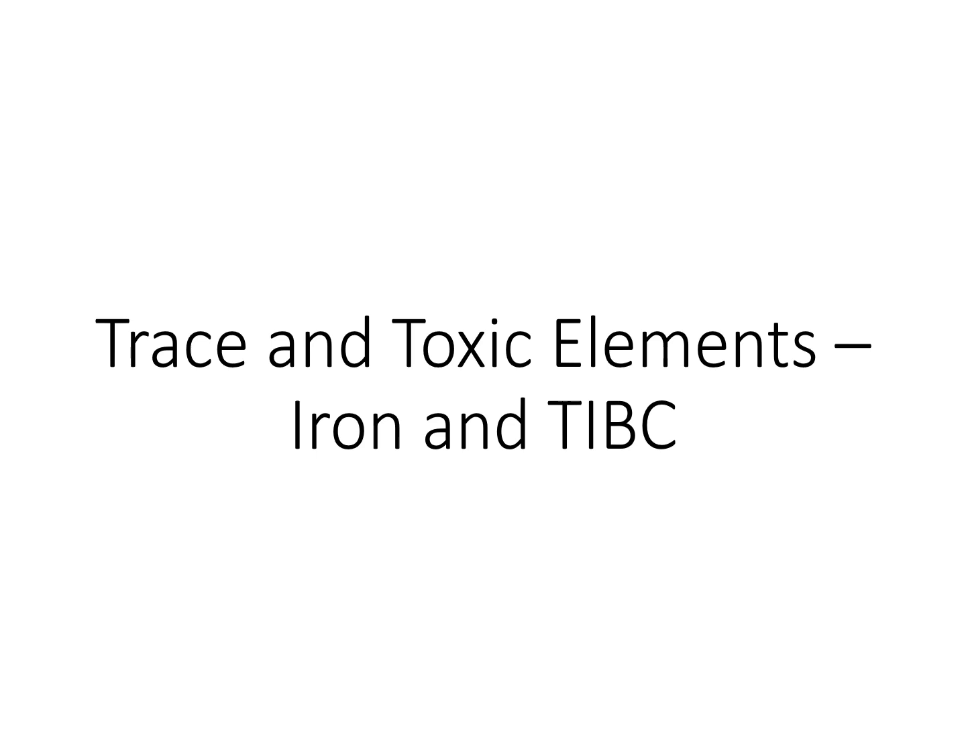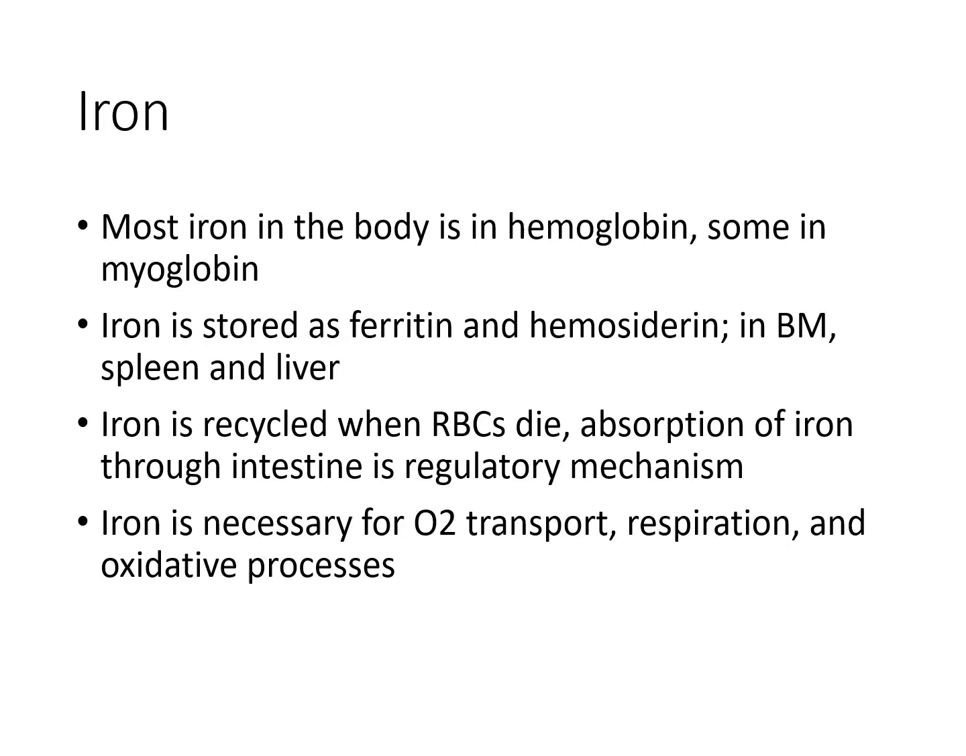Trace and toxic elements, just iron and TIBC. So iron, it's the distribution anyway. The majority of body iron is found in hemoglobin within red blood cells. Smaller amounts are present in myoglobin in muscle tissue. Storage forms, iron is stored mainly as ferritin and hemosiderin. Storage sites include the bone marrow, spleen, and liver.